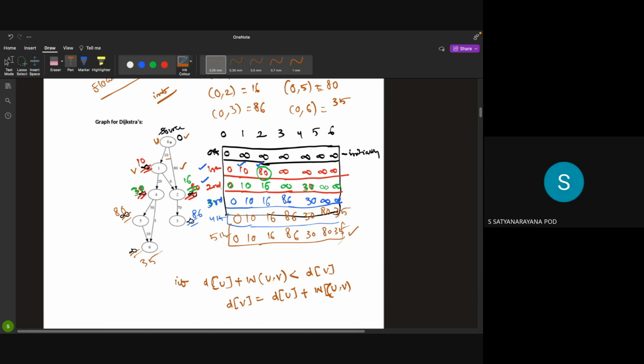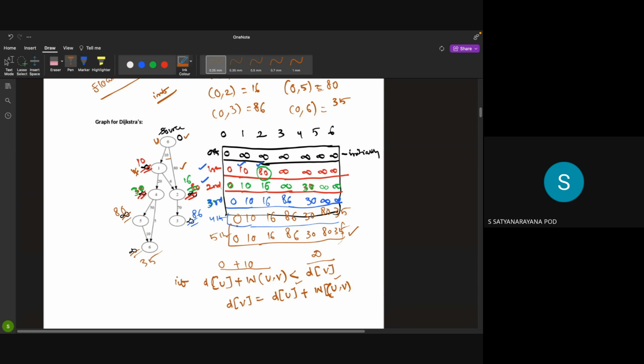So 0 plus 10, the existing one plus 10, is it less than the available distance of v? The available distance is infinite, right? Yes, sir. So when this is infinite, we update the distance of v with the combination of 0 plus 10. That's what we have updated. Otherwise, we stay with the same value.